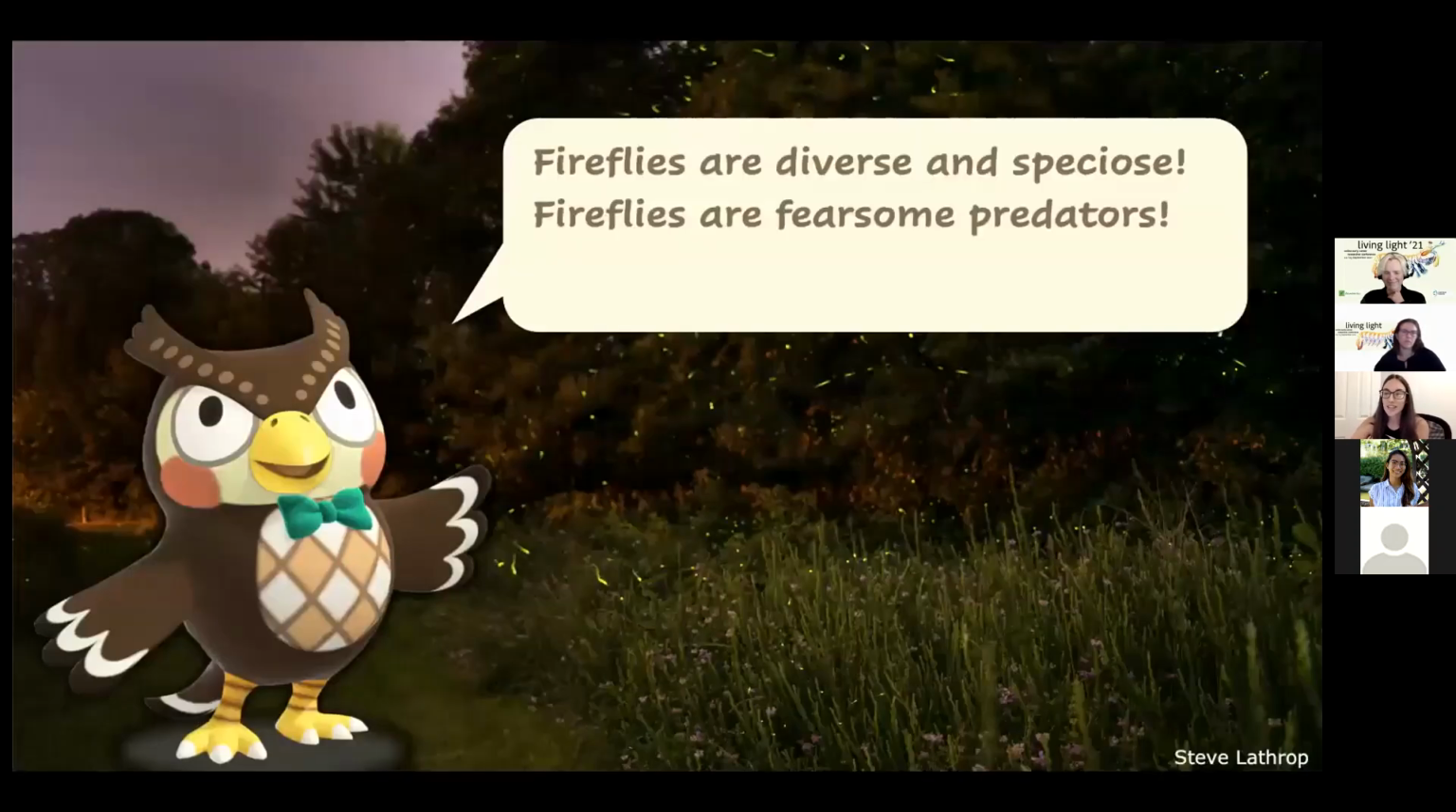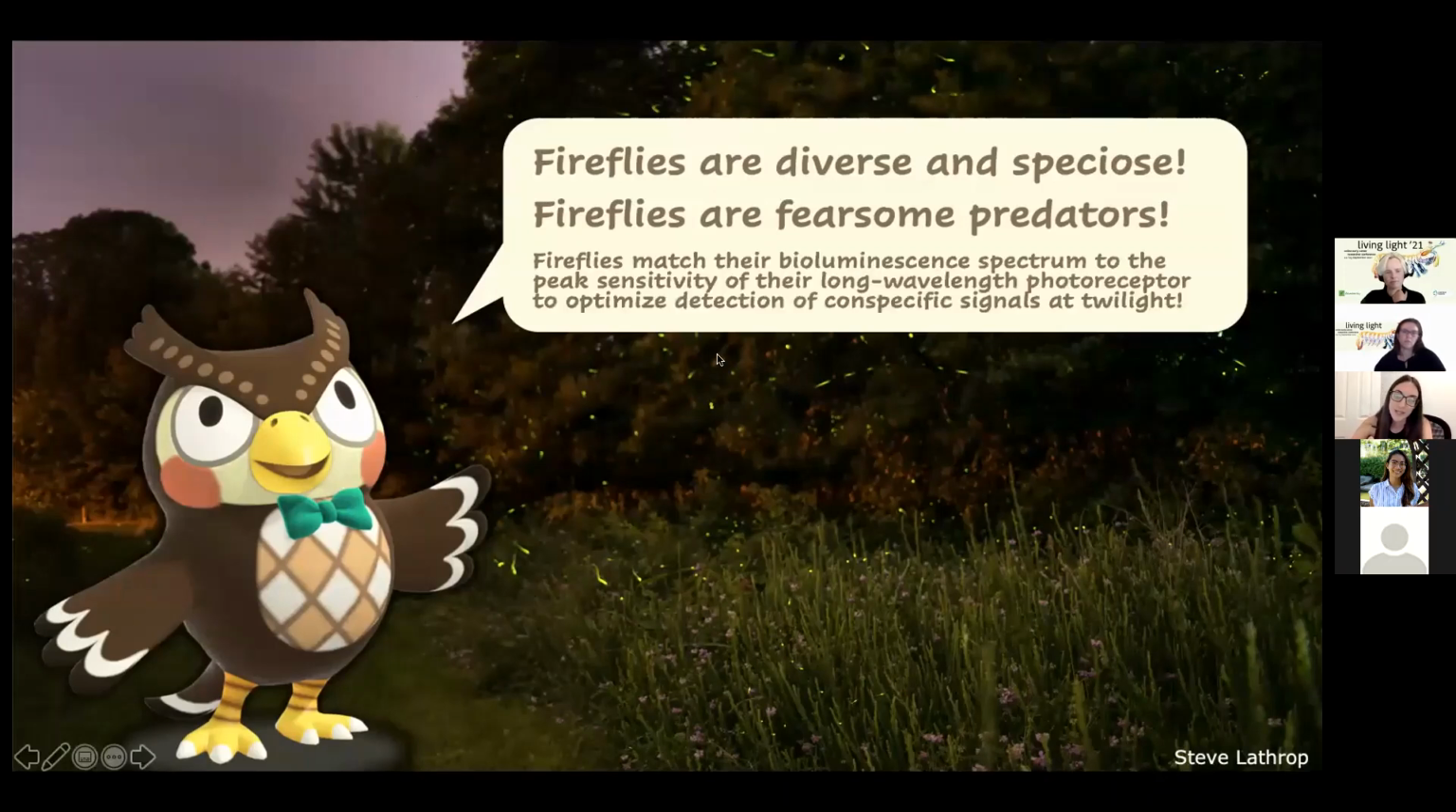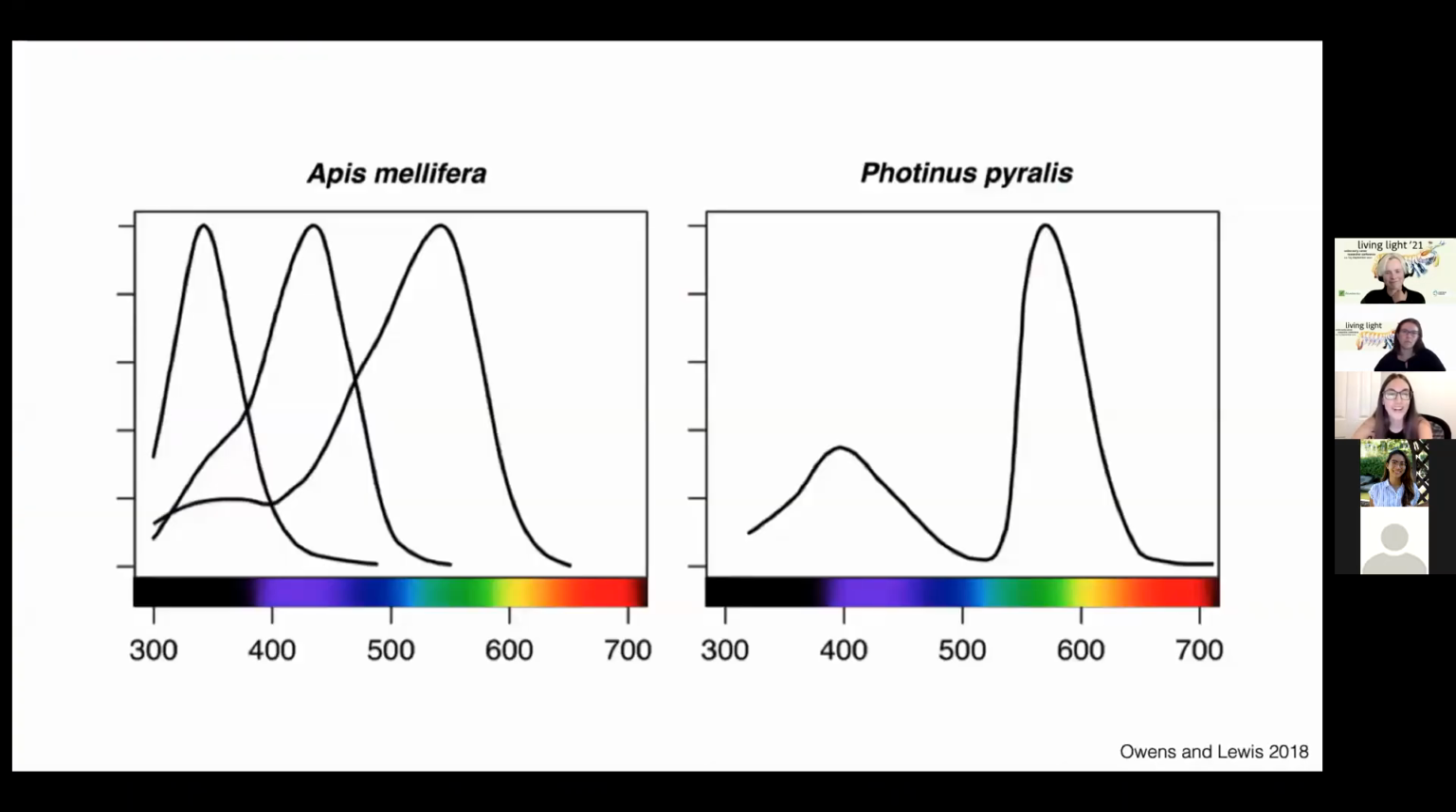And then the last thing that I think everyone should know about fireflies is, of course, that fireflies match their bioluminescence spectrum to the peak sensitivity of their long wavelength photoreceptor to optimize detection of conspecific signals at twilight, naturally. So basically, the ancestral insect configuration for vision, I'm sure many of us are familiar with it. Insects tend to have a UV, a blue, and a green photoreceptor. Fireflies, like many other beetles, have lost their blue photoreceptor, so they're left with a UV and a green. And UV they use for whatever they need to, but the green has a very specialized function.